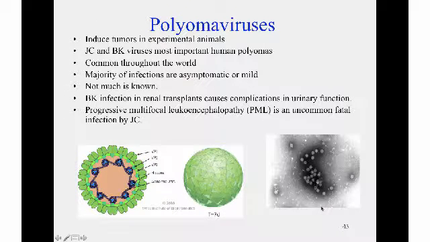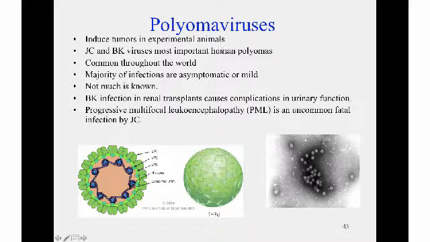Now, the polyoma viruses are seen to induce tumors in experimental animals. The JC and BK viruses are the most important human polyoma viruses common throughout the world. And the majority of infections are asymptomatic or mild. There's actually not a lot known about them.